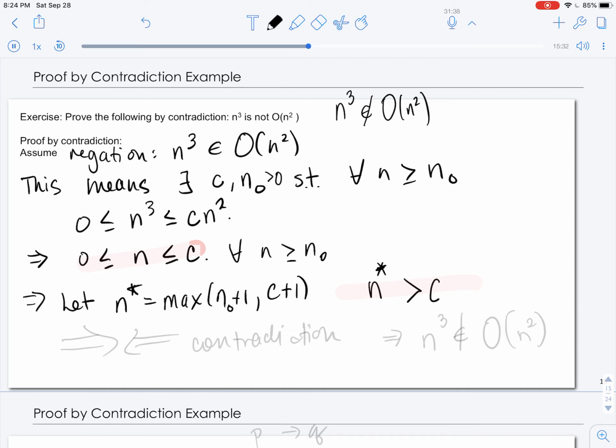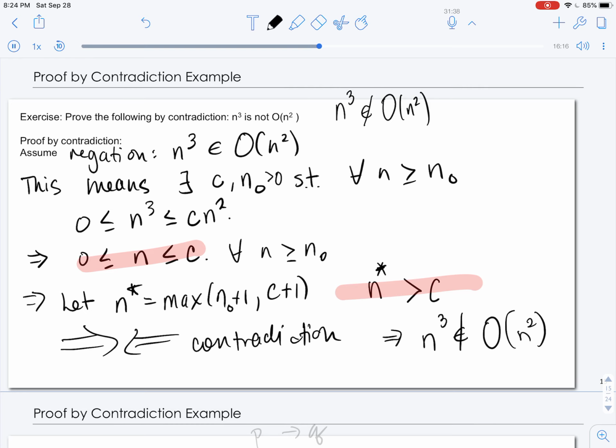When we do so, we have actually created a contradiction because we've just shown we picked an n star greater than our constant. But by the definition of big O, the constant has to be greater than every value of n. So this is our contradiction. And since the negation of the statement led to a contradiction, we can infer that n cubed is not in big O of n squared.